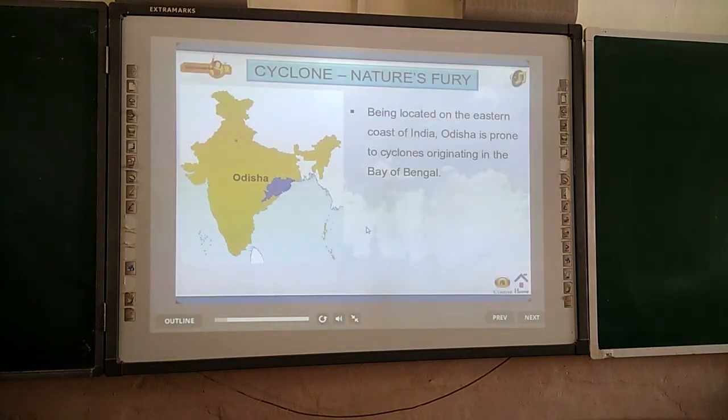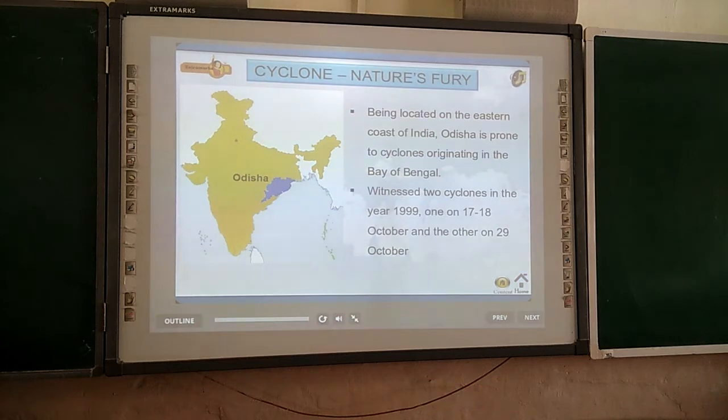Cyclone, nature's fury. We'll study about the devastation caused by cyclone through a case study on the state of Odisha. Being located on the eastern coast of India, Odisha is prone to cyclones originating in the Bay of Bengal. The state witnessed two cyclones in the year 1999, one on 17-18 October and the other on 29 October.